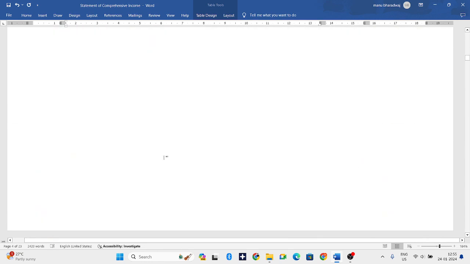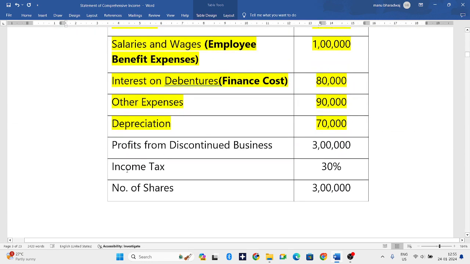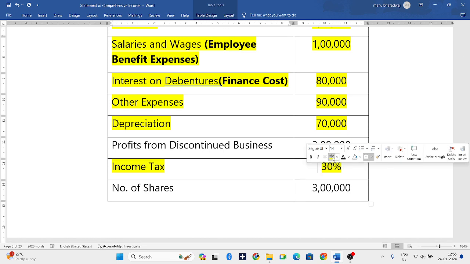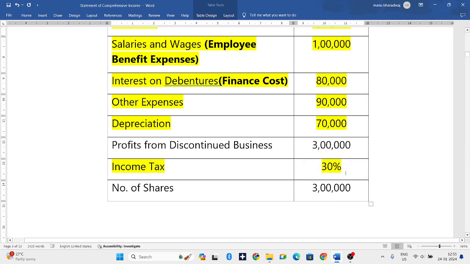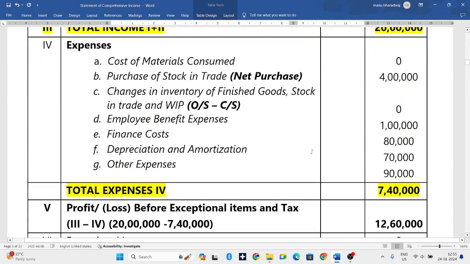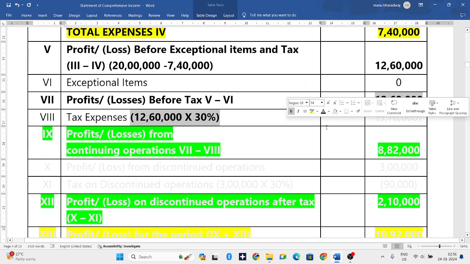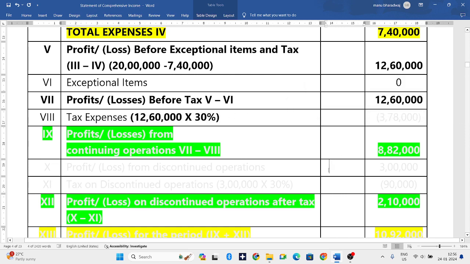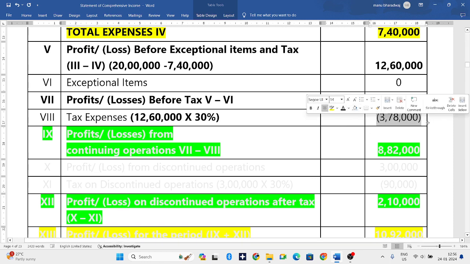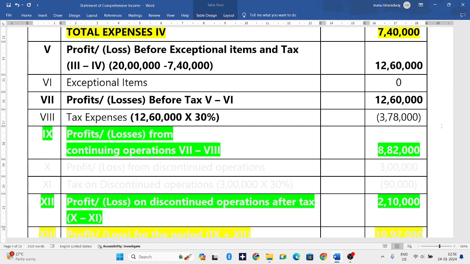So let us check the question. In the question, they have told that income tax is 30%. Income tax is 30%. So we have to charge 30% income tax. So on this 12,60,000, we will charge 30% income tax. So 30% of 12,60,000 will be 3,78,000.